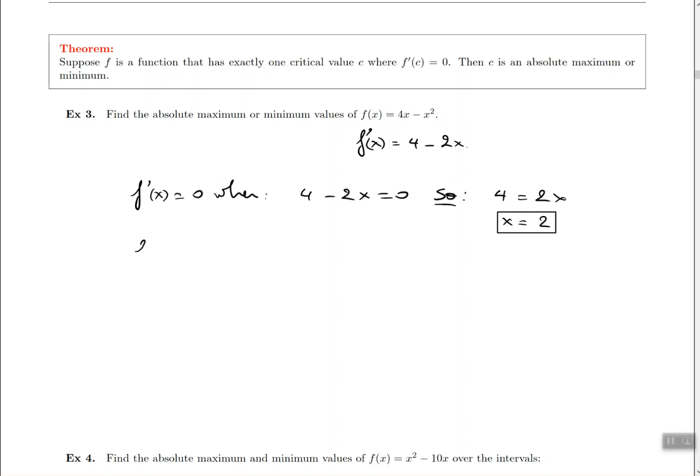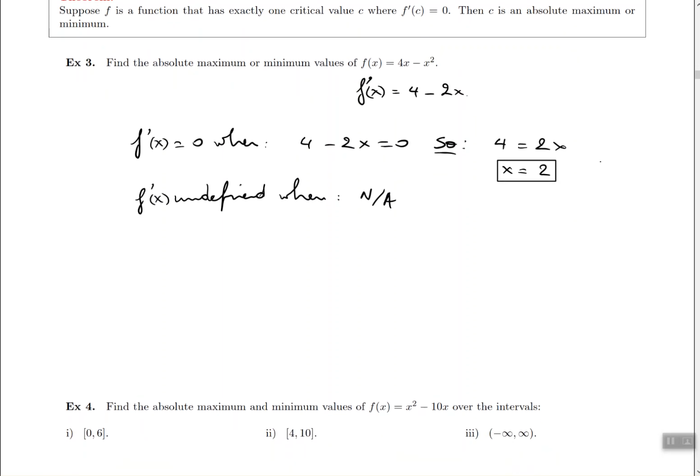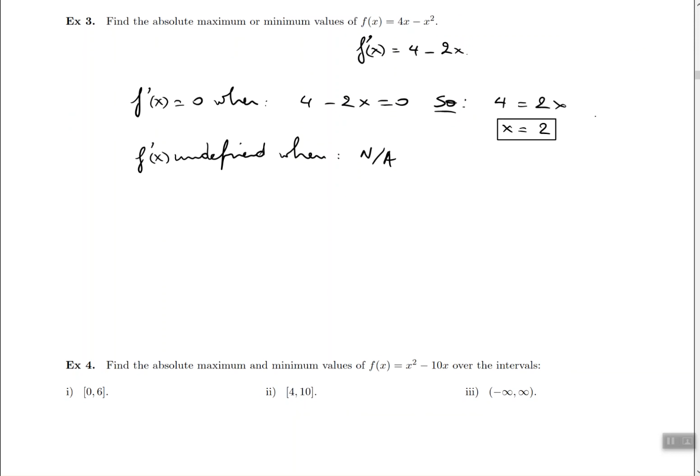Now, is there a chance for the f prime to be undefined? Well, unfortunately, no. Well, maybe fortunately, no. There is no denominator, so the derivative can never be undefined. So we only got one critical number, so the guarantee is that that critical number is automatically going to be an absolute something. It's either an absolute minimum or an absolute maximum. So how do I know? I can now go ahead and do the test that I always do.